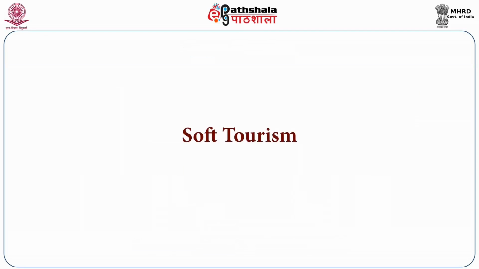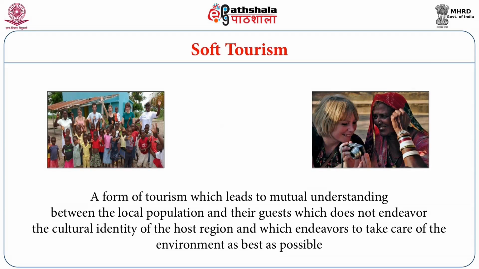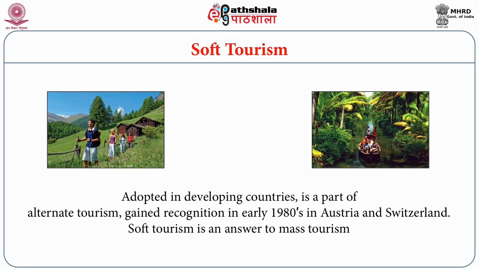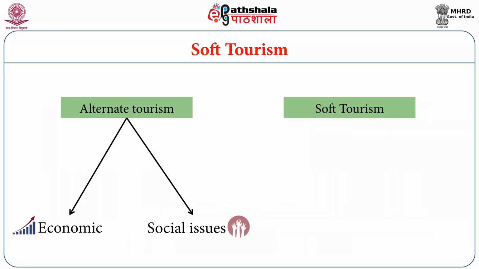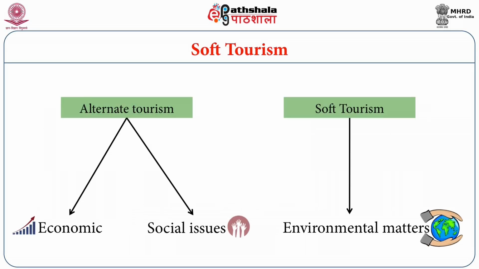So the other form is soft tourism, a form of tourism which leads to mutual understanding between the local people and their guests, which does not endanger the cultural identity of the host region and which endeavors to take care of the environment as best as possible. Adapted in developing countries as a part of alternative tourism, it gained recognition in the early 90s in Austria and Switzerland, basically in Eastern Europe. Soft tourism is an answer to mass tourism, while in alternative tourism the focus is mainly on economic and social issues. In soft tourism the emphasis is mainly on environmental matters.